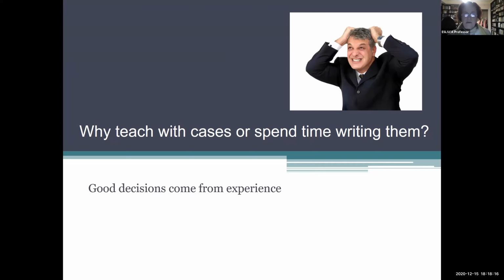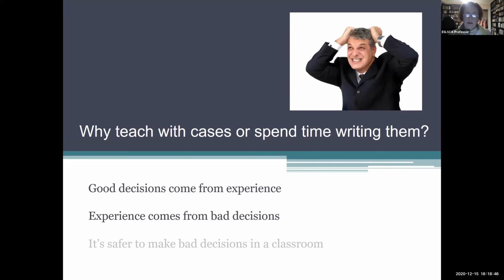And to that, I have several points I would like to make. I think the good decisions come from experience. After experiencing certain things for a number of years, you start having an intuition, a business intuition, of how things should be done in business. So the problem is that experience comes from bad decisions. In order to learn, you need to make a mistake, because if you didn't make a mistake, you didn't learn anything. You already know it. So the experience comes from bad decisions. And it's much safer to make bad decisions in a classroom.